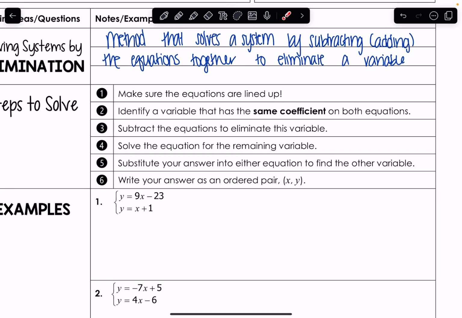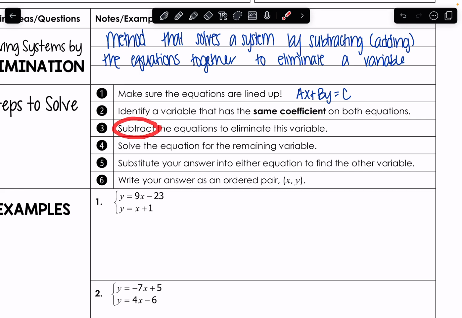So the first thing that we need to do is make sure that my equations are lined up, meaning that my x's have to be on top of each other, my y's have to be on top of each other, my numbers have to be on top of each other at the end. We typically see them in standard form, which is ax plus by equals c. But we're going to look at one equation today where that's not the case. Then we will identify a variable that has the same coefficient on both equations, and we'll talk about what that word coefficient means in a second.